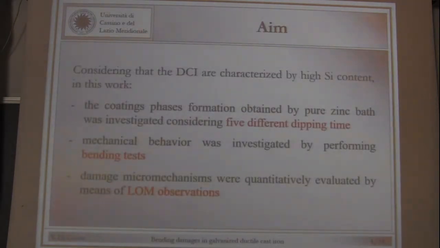So this is the aim of our work. We consider 5 different dipping times in order to evaluate the kinetics of coating formation, and then we use a bending test in order to characterize the damage of the substrate phase. And we use a light optical microscope in order to observe the morphology, in order to quantify this damage, assuming the number of radial cracks for each millimeter of the forward arc as a damage parameter.